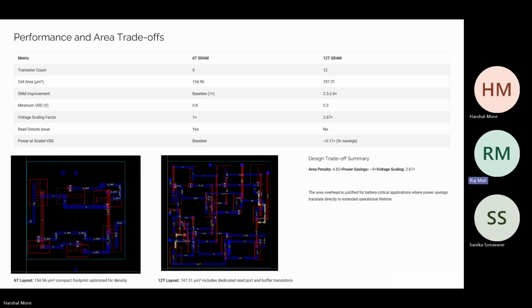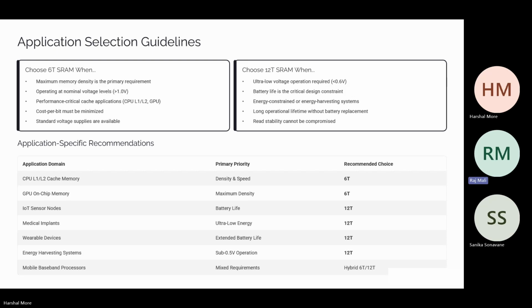While everything comes at a trade-off, the trade-off is the area. As Sanika said, about 4 times more area is required, but the voltage scaling we get is very important for IoT devices and smaller semiconductor devices. Now moving to the next part, Harshal will guide us.